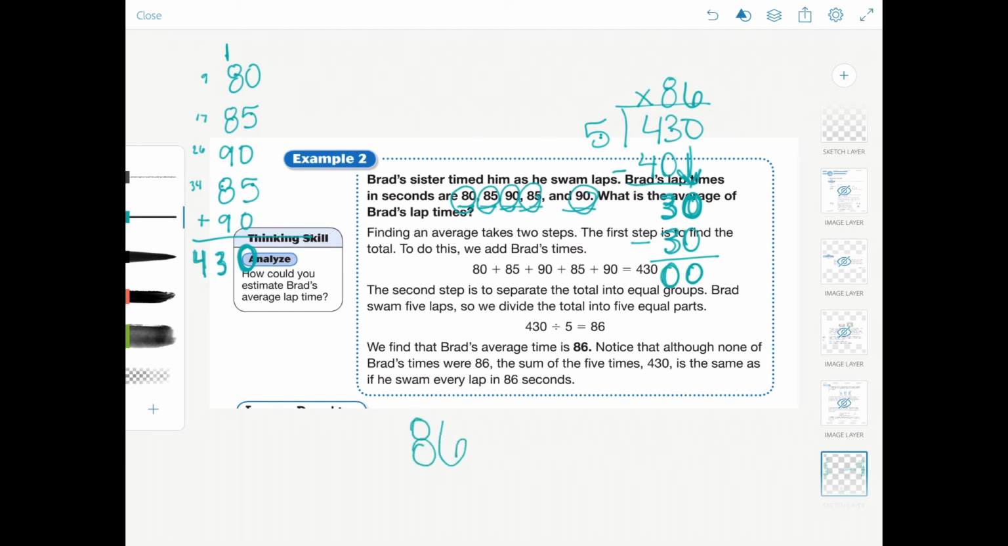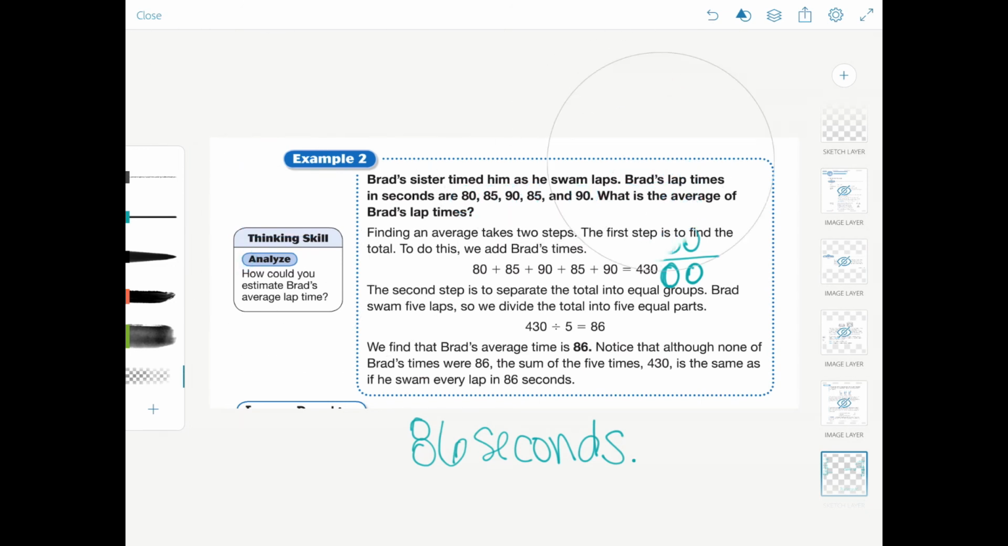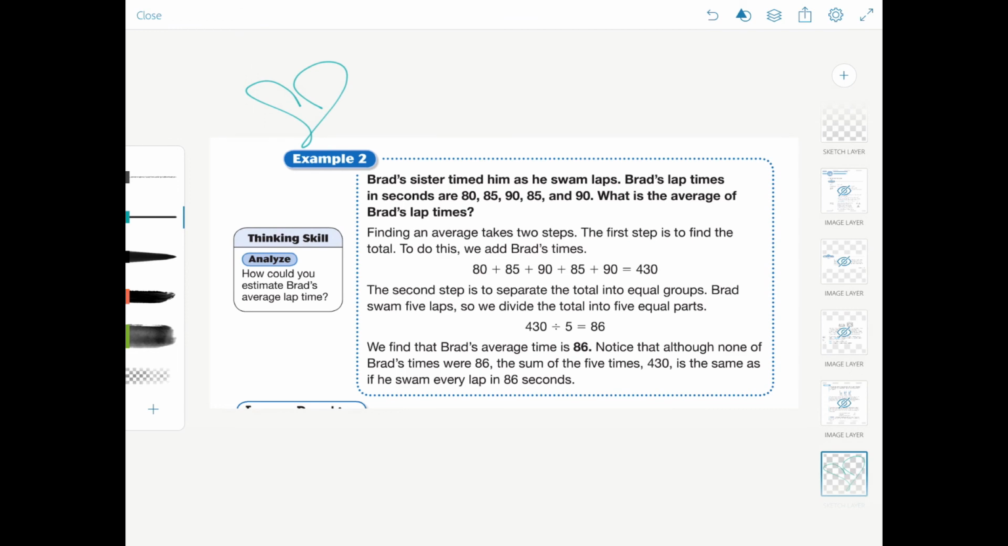So even though none of the times were 86, it would be like he swam every lap in 86 seconds if we were to find the average. So average takes a little bit. Just add up all your numbers, divide by how many groups you have. You can do it.